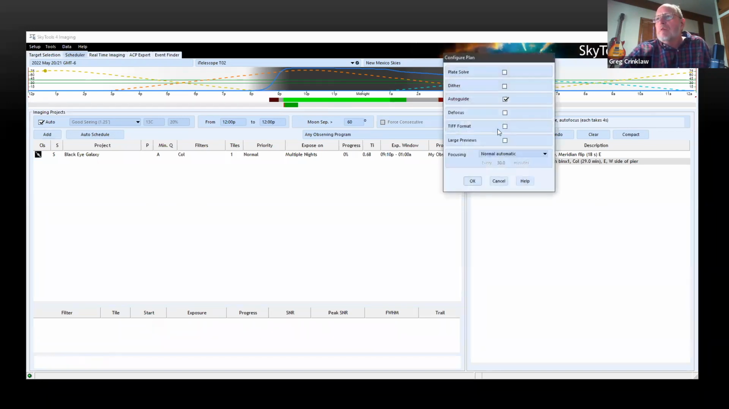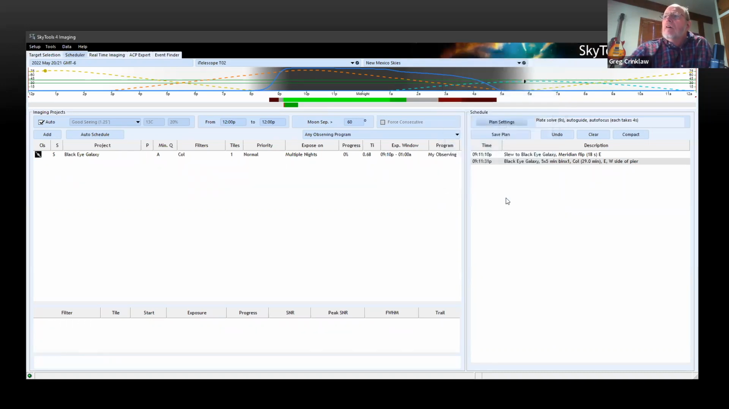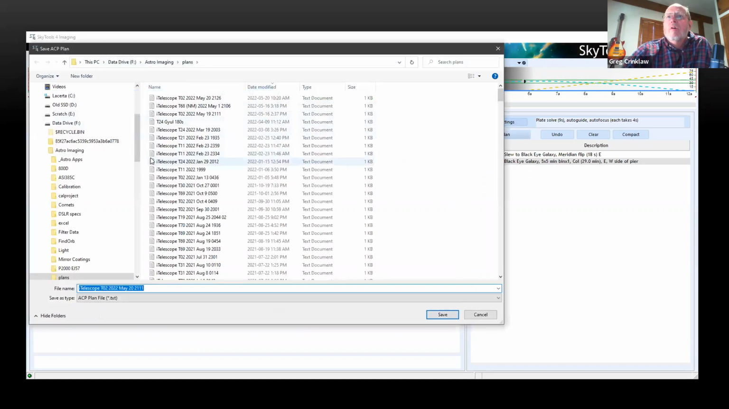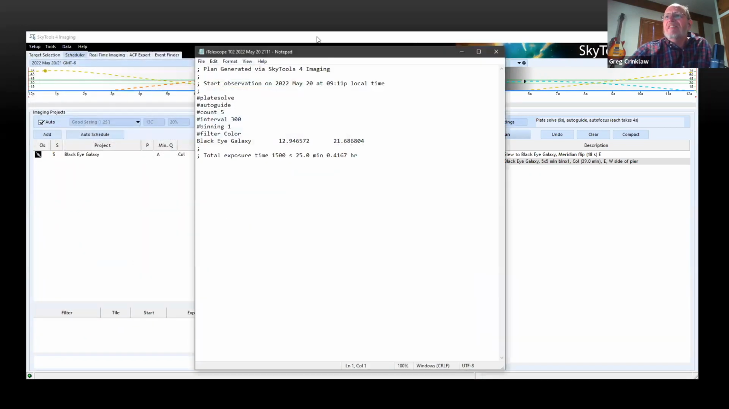Change my plan settings. Let's plate solve images. We'll leave the focusing alone. So we've just got one object, and it says to start at 9:11 and it's going to go for about 30 minutes. So the next thing I can do is click Save Plan. And where'd it go? It should have popped up. There it is. And this is the plan it generated that iTelescope can use.